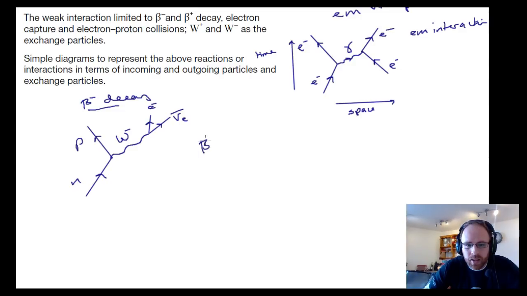For beta plus decay, my amazing writing, the diagram looks the same.